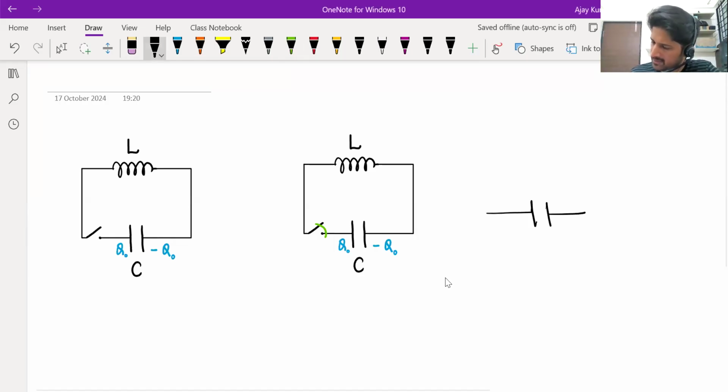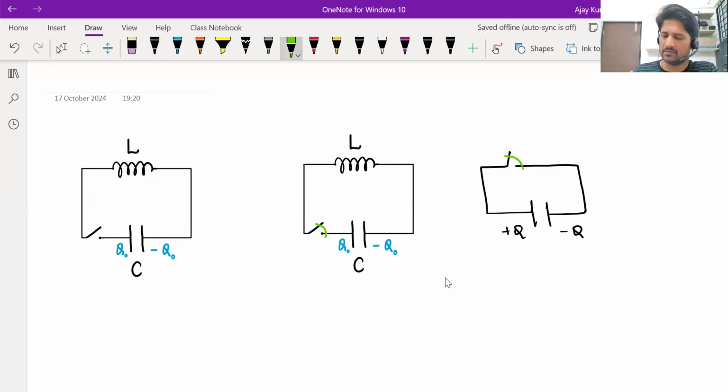If there's a charged capacitor having a charge plus Q on one plate, minus Q on the other, and you simply allow the plates to come into contact with each other. You connect the plates with a wire. What will happen? Forget about the inductor. Just capacitor, if you connect its plates, what happens? Sir, will the voltage drop to zero? Correct. The potential difference will become zero.